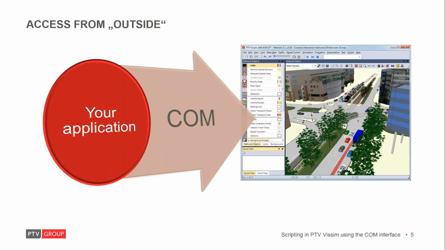So I'll give a small introduction about what COM is. COM stands for Component Object Model. It's a technical platform by Microsoft to provide inter-process communication and dynamic object creation within the Windows operating system. So what does it mean? It simply means that you can access one application from another one, for example, Excel controlling Vissim, or your programming environment accessing Vissim.